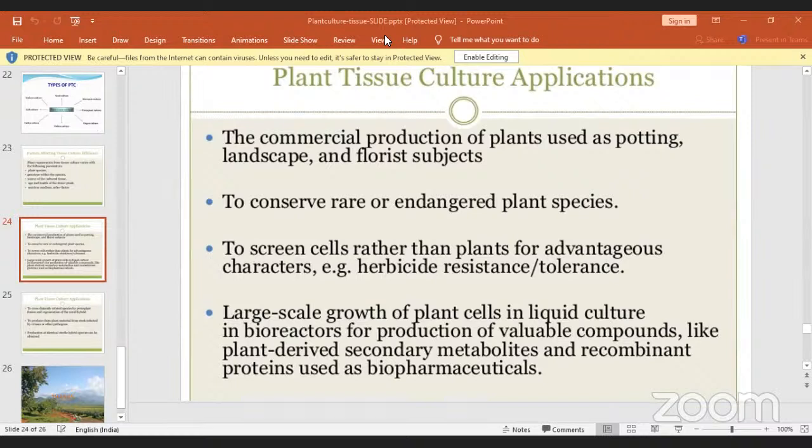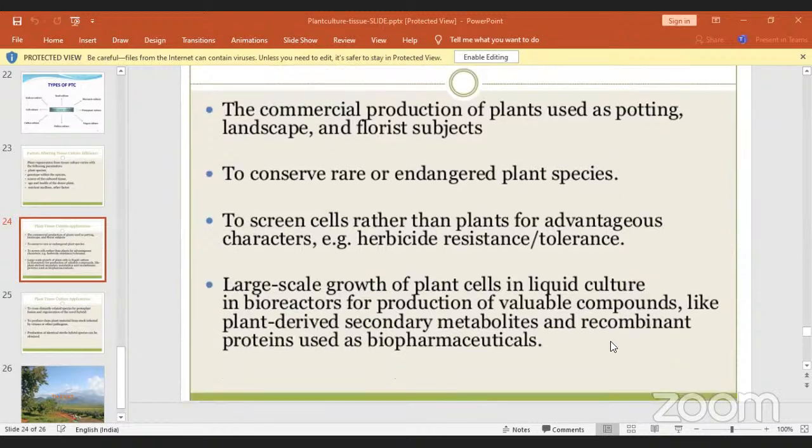Next, to screen cells rather than plants for advantageous characters, such as herbicide resistance and tolerance. Next, large scale growth of plant cells in a liquid culture in bioreactors for production of valuable compounds, that is secondary metabolites, recombinant proteins, and biopharmaceuticals.